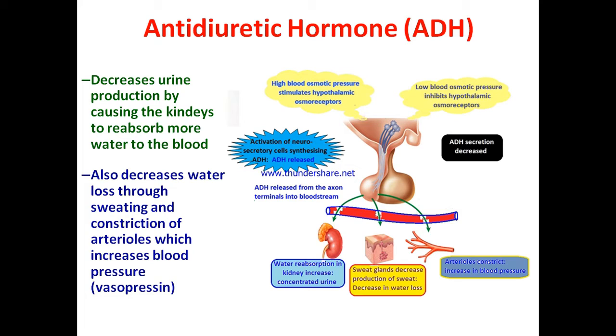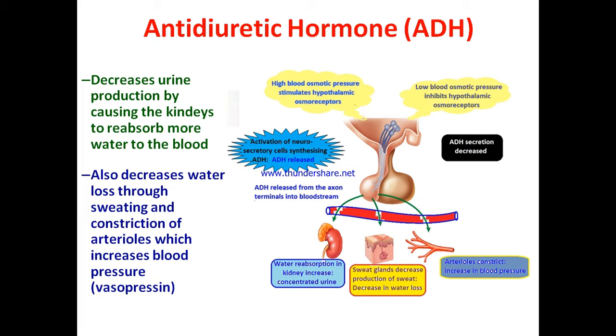Antidiuretic hormone, as the name implies, is against diuresis. It decreases the quantity of urine produced by controlling the water content in the urine. The decrease in urine production is by causing the kidneys to reabsorb more water to the blood. It also decreases water loss through sweating. Constriction of arterioles is another effect of ADH. This will increase blood pressure.